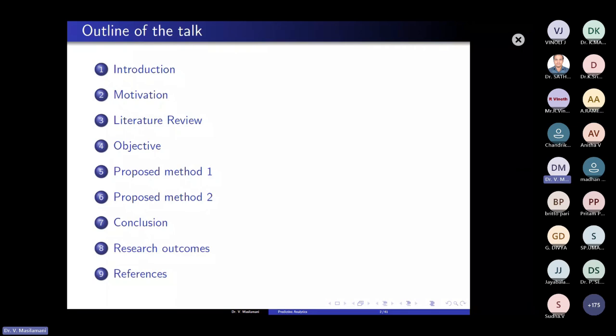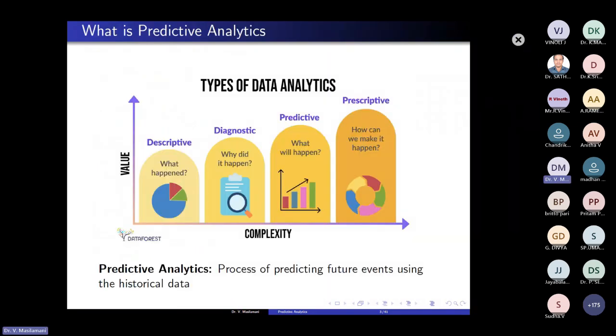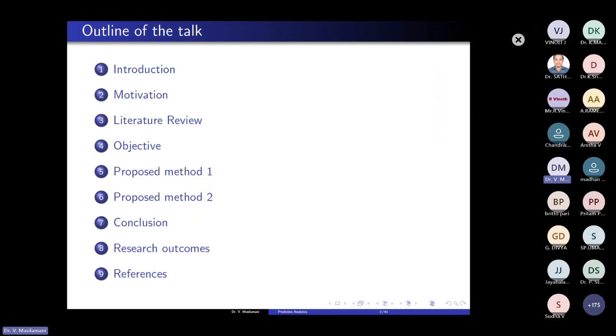The outline of my talk includes an introduction first, then a brief motivation, then a literature review related to the problem that is to be solved. And we will see the objective of our research in this regard, and some of the algorithms proposed by our team related to predictive analytics. Then we'll finish with the conclusion.